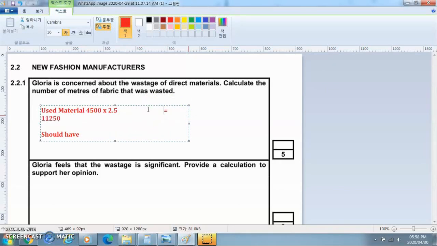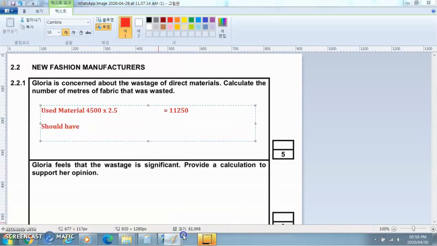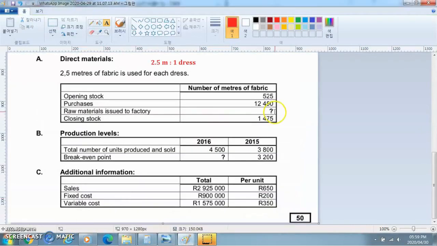You get it? Okay, so now we need to compare this with what should have been used, based on the information that was given to us in the beginning. So we have what here? We have the opening, then we have the purchases, and then we have the closing. So if we say this plus this plus this, we should be able to get the final answer, right?